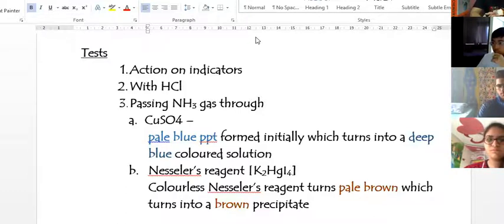And you also need to study the formula of Nessler's reagent. They will ask you the formula also. It has already come once in the board exam. So you have to study the formula of Nessler's reagent, which is K2HgI4. Okay. Yes, sir. Thank you. Yes, Alena.